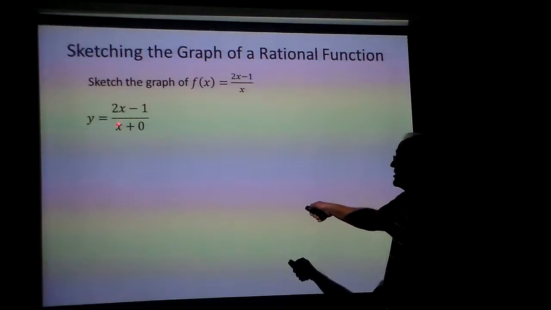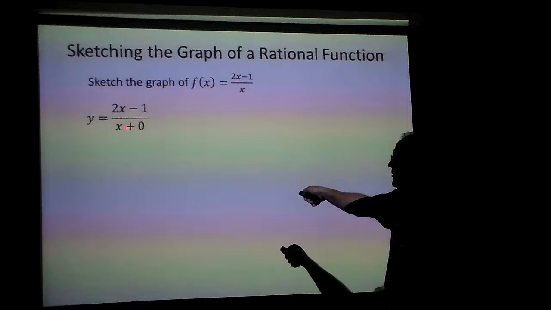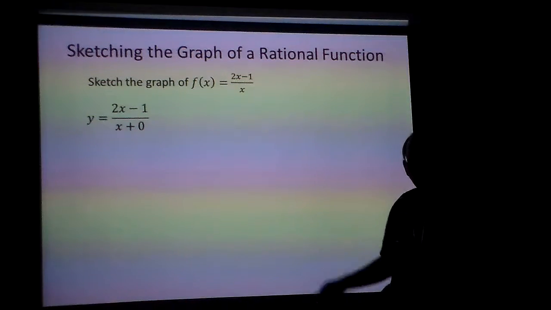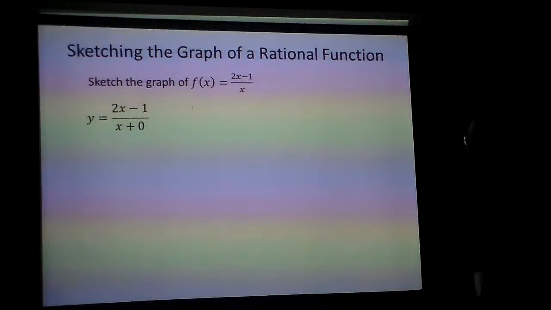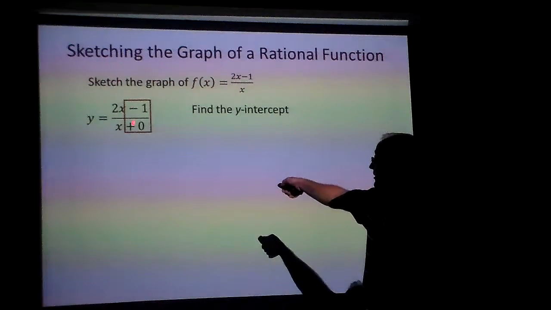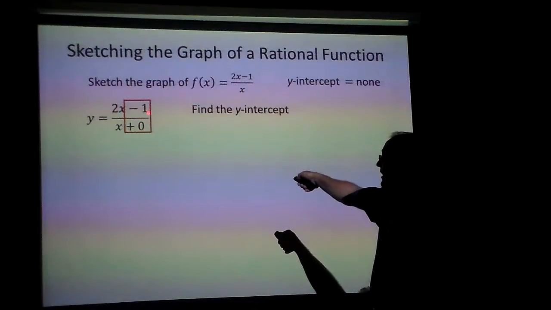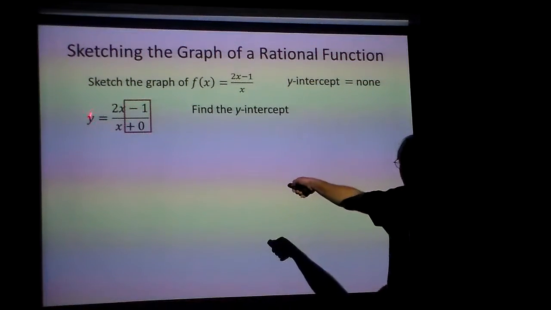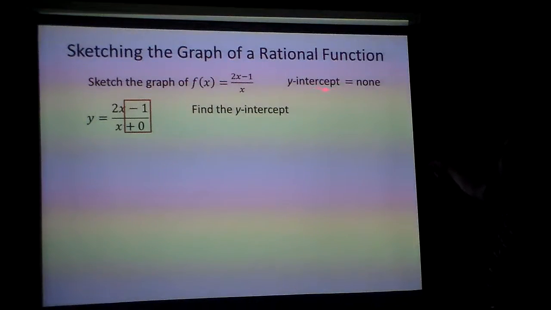I'm going to write something over each term. This one didn't have a last term, so I added a +0 here to help make my work easier when I go to do all my work. And the first thing I want to find is the y-intercept. Well, the y-intercept, if you remember, is just the last numbers there. So the y-intercept is at 1 over 0, or it's actually -1 over 0. And can I divide by 0? No. So there is no y-intercept on this particular problem.